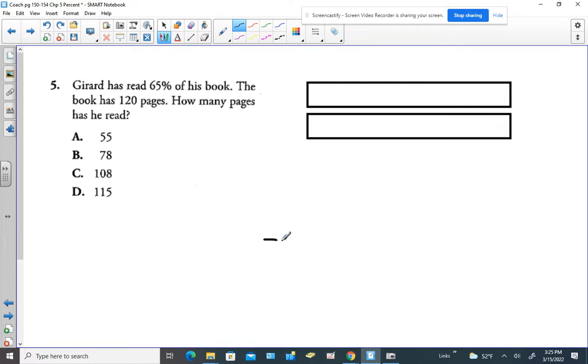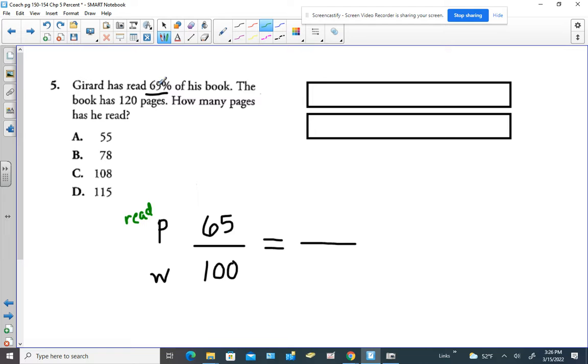So if we're going to make proportions, we'll do our equal sign with our 2 fraction bars, and we're going to say parts and wholes. All right, let's tackle the easy part, which is 65%. It says he read 65% of his book. So 65% means 65 out of 100. And this is what he's read. Now, it might have said what he didn't read, right? So that's a different question.